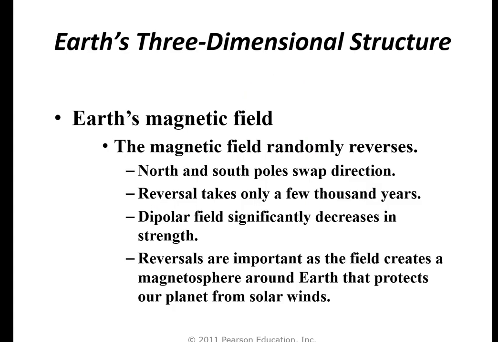The magnetic field sometimes randomly reverses. This is not a quick process, as some people would be led to believe. Some conspiracy theorists think that it happens very suddenly, and it does not. But the north and south poles do swap direction, and the reversal takes about a few thousand years to occur. The dipole field significantly decreases in strength, and the field is very important, as it creates a magnetosphere around the Earth and protects our planet from solar winds. Without this magnetic field, the solar wind from the sun would send charged particles and disrupt our electrical grid. And sometimes it does, if it breaks down the magnetic field strongly enough.